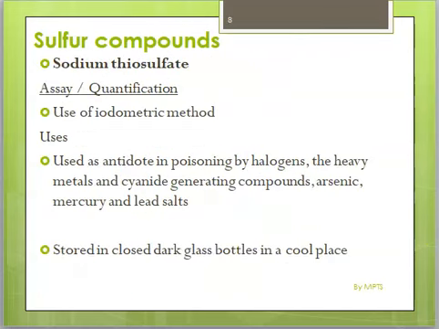Of course, thiosulfate is used as an antidote in poisoning by halogens. It's an antidote even for arsenic and mercury poisoning. It is assayed using the iodometric method. As I've said, we are having another presentation on titration. It is stored in colored dark glass bottles in a cool dry place.